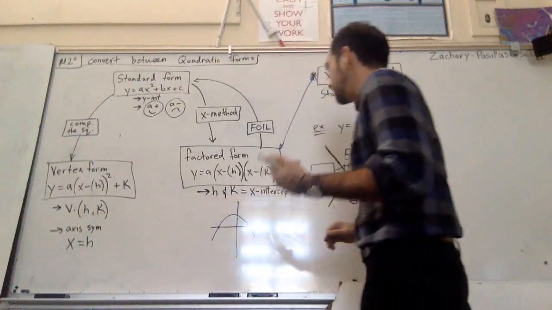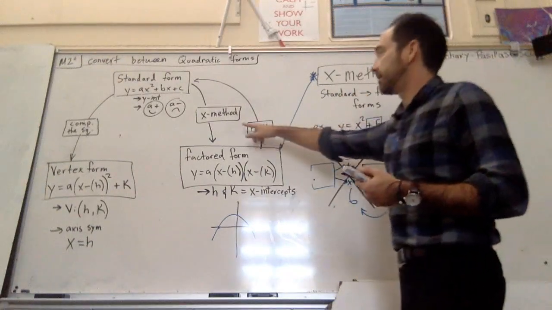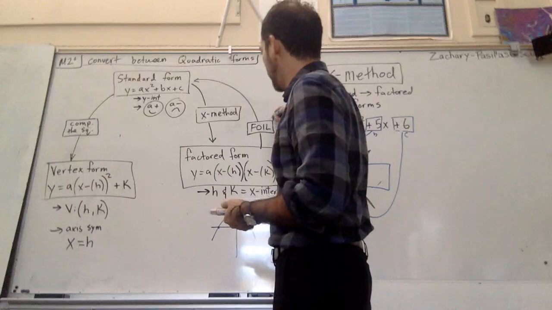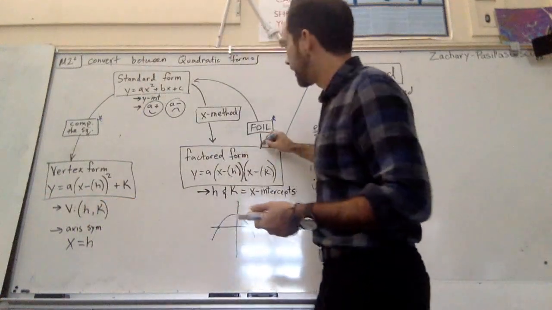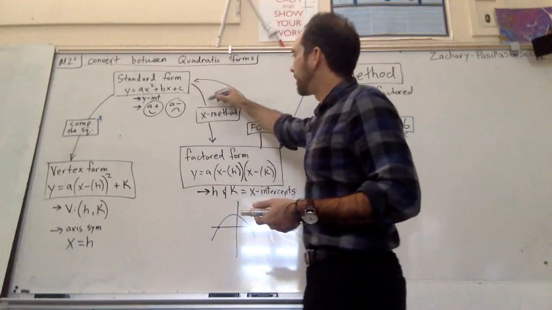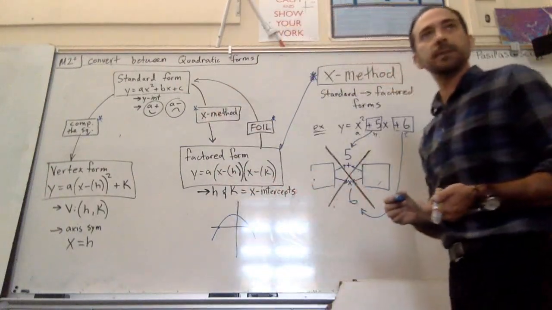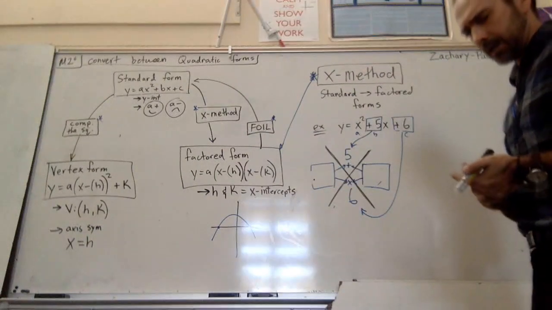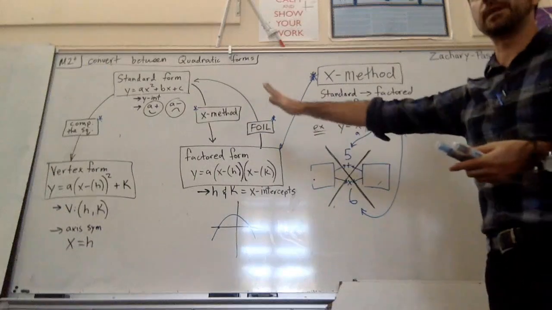Now, those are our processes. Now we just have to figure out, we know FOIL. We know completing the square. FOIL's to go the other direction to get back here. But we have to learn the X method now. Okay? X method's like a game. Now, that's a lot of detail on where you go, what you find, all this.